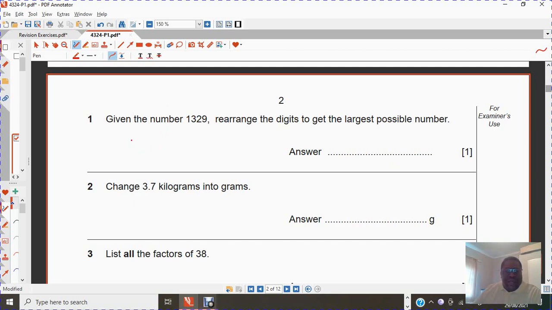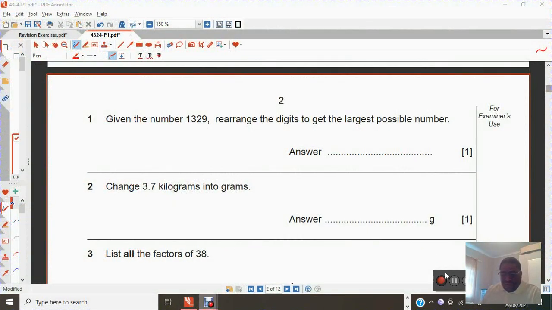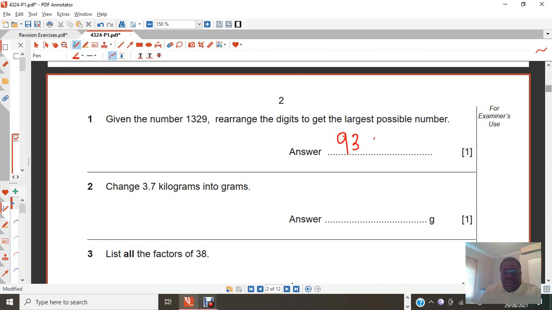The first one here, they are saying you are given the number 1329. You are supposed to rearrange the digits to get the largest possible number. In order to do that, you just take the number as it is and you start with the biggest digit, which is 9. The second one is 3, then 2, then 1. So 9,321.